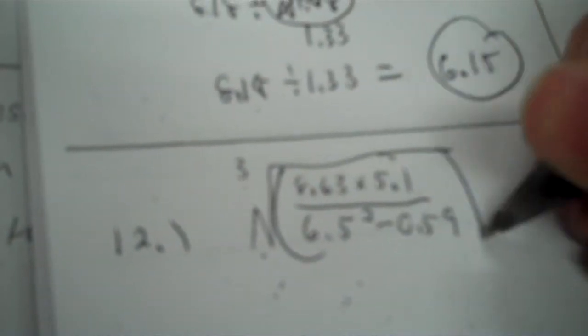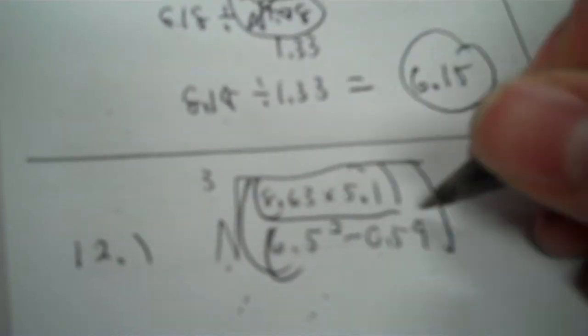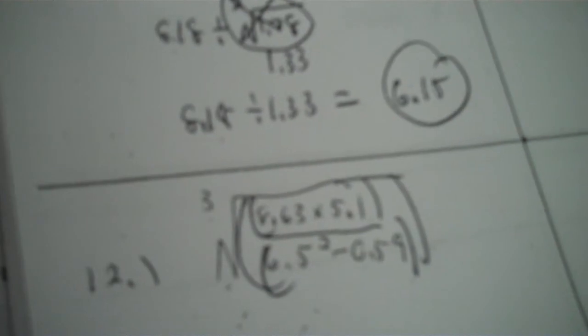Okay, number 12. Well, yeah, parentheses. Now you don't see any, but there are several. You have the whole thing inside the root. Then you also have a fraction line, so you've got inner parentheses as well. So let's simplify them. Okay, so my inner parentheses are 8.63 times 5.1. Figure out what that is. 44.01.